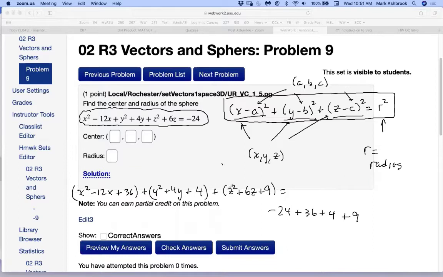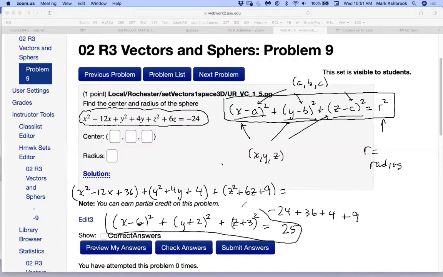Perfect. Now I've got perfect squares because I took half of the linear coefficient and squared it. I've got perfect square trinomials. For instance, this is x minus 6 squared, and this is y plus 2 squared, and this is z plus 3 squared. And so you see now it looks like our equation of our sphere here. What is this? 12, 60, this is 25. And you can take it from there.